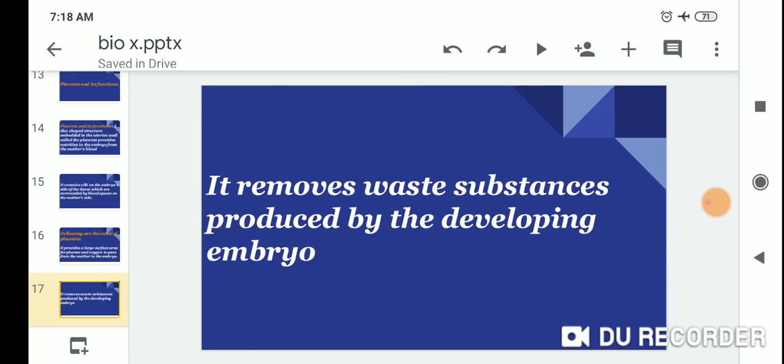It also removes waste substances produced by the developing embryo.